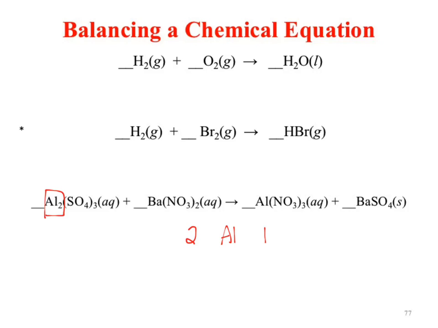Okay, the coefficient would be the number in front. I need 2 aluminums. How do I make sure I have 2 aluminums? I think 2 in front of it. Put 2 in front. And this now becomes 2 aluminums on the right-hand side of the equation. Awesome. Aluminum is now balanced. Do I stop and go on? No. I got to move on to the next element. What's the next element I want to balance?